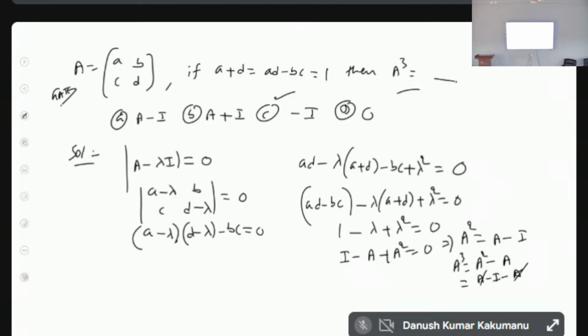Understood? All of you are understanding clearly? Identifying questions related to the Cayley-Hamilton theorem is also important. Yesterday and today, what topics have you done till now? Types of matrices, 30 different types. Rank, LU decomposition, lower triangular and upper triangular, system of linear equations, eigenvalues and eigenvectors, Cayley-Hamilton theorem.